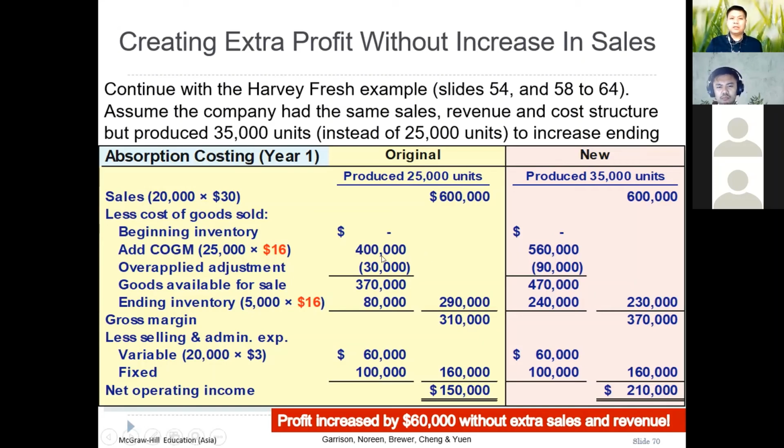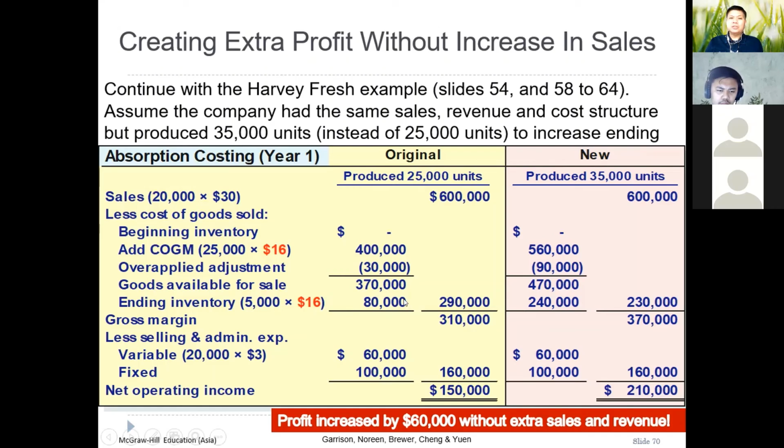no? Okay, so this is 400,000. This is 560,000. Then there's the over-applied adjustment here, the goods available for sale, and then the ending inventory. Ayan. So sinasabi niya dito that there is the possibility of increasing the profit by 60,000 without extra sales and revenue. I think this was discussed in the previous slides, using absorption costing. Why? Kasi yung difference kasi sa ending inventory nandun.